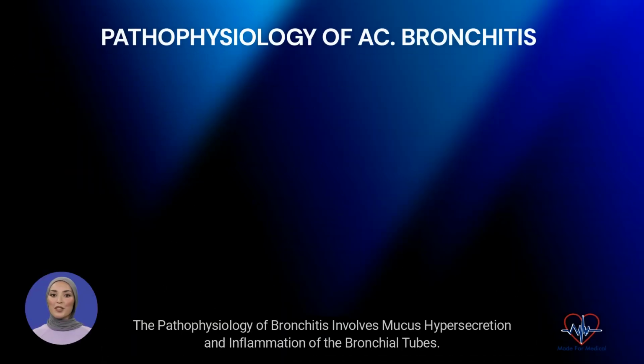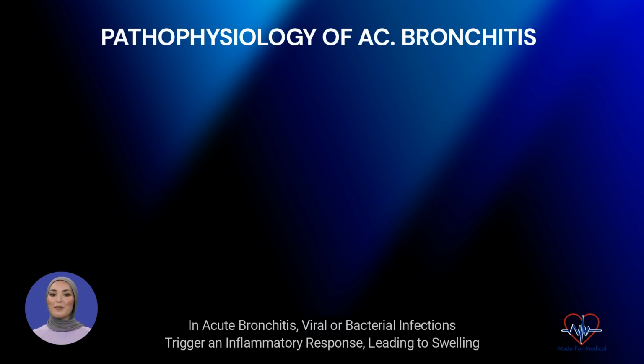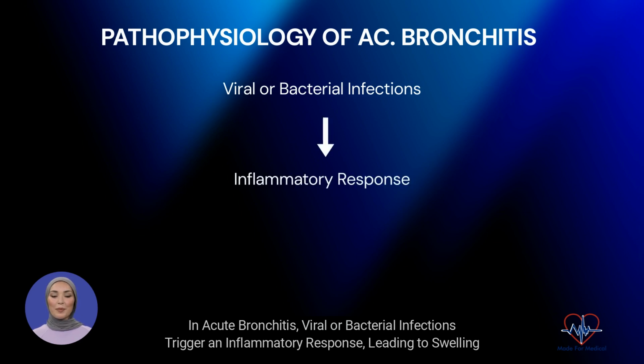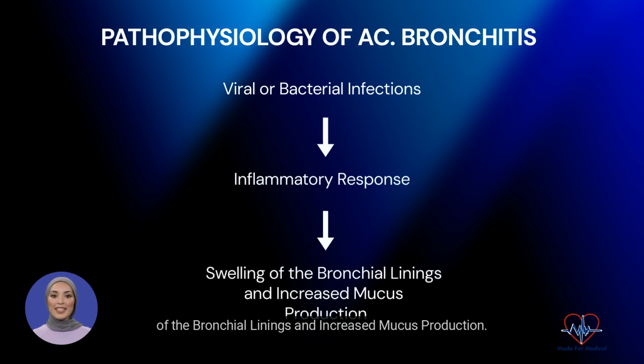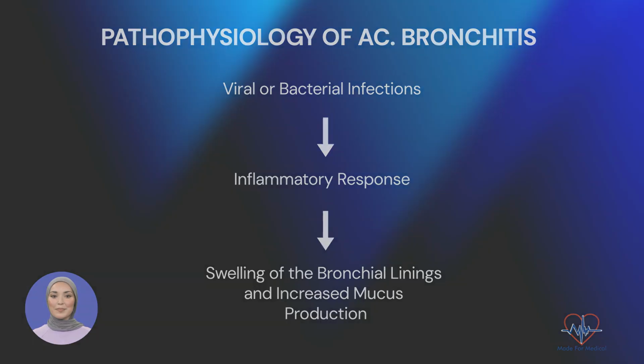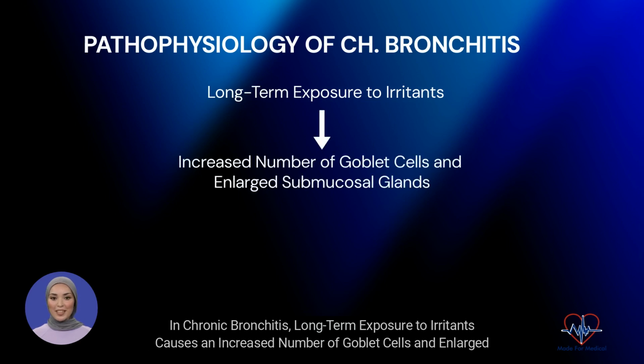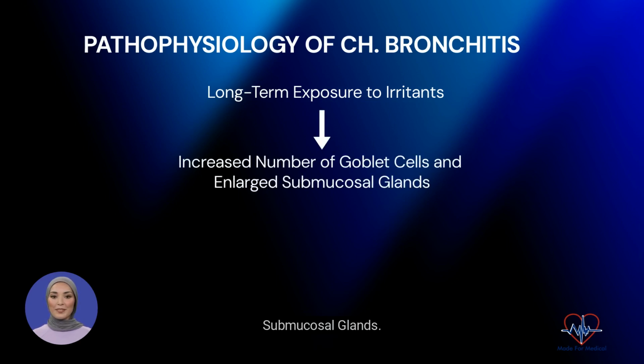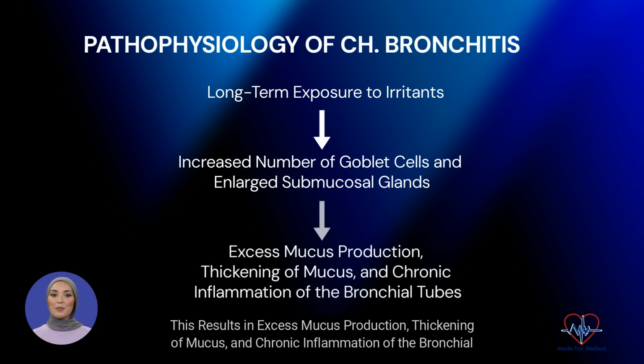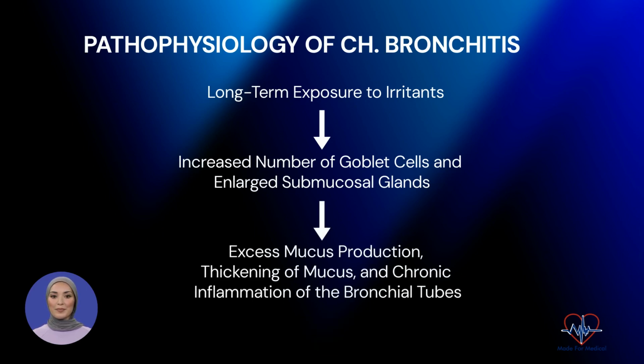The pathophysiology of bronchitis involves mucus hypersecretion and inflammation of the bronchial tubes. In acute bronchitis, viral or bacterial infections trigger an inflammatory response, leading to swelling of the bronchial linings and increased mucus production. In chronic bronchitis, long-term exposure to irritants causes an increased number of goblet cells and enlarged submucosal glands. This results in excess mucus production, thickening of mucus, and chronic inflammation of the bronchial tubes.